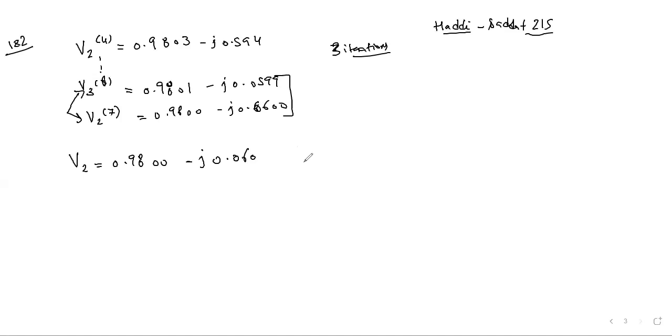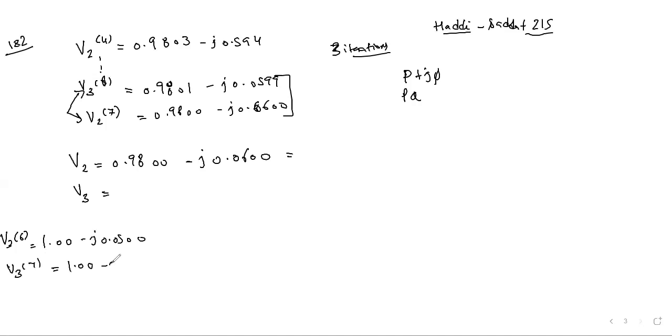Earlier we had only P plus jQ at the load at the PQ buses, but similarly after doing seven iterations on V3 also, the sixth and seventh iteration, V3 6 would be equal to 1.00 minus j 0.0500, and V3 7 would be equal to 1.00 minus j 0.0500. So it's becoming very close. So I'll write this as 1.000 minus j 0.0500, in rectangular form, A minus jB.